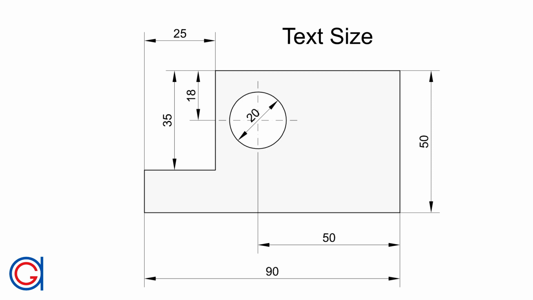Text size and fonts. We generally use a font size of 2.5mm to 5mm depending on the complexity of the drawing. So for bigger, more complex drawings with a lot of dimensions, we can probably use 2.5mm text size. And for smaller, less complicated drawings with fewer dimensions, we can use a bigger text size of 5mm. And the font we normally use is Arial.